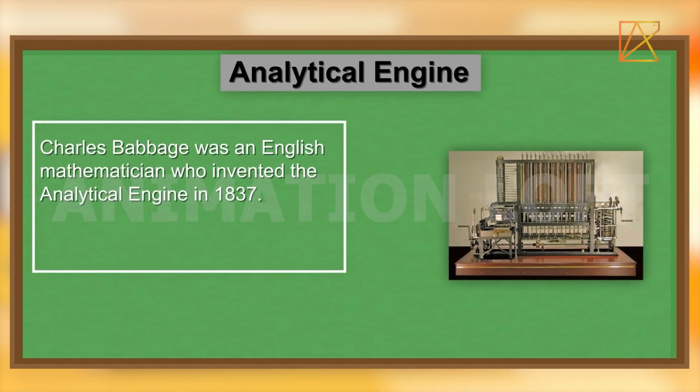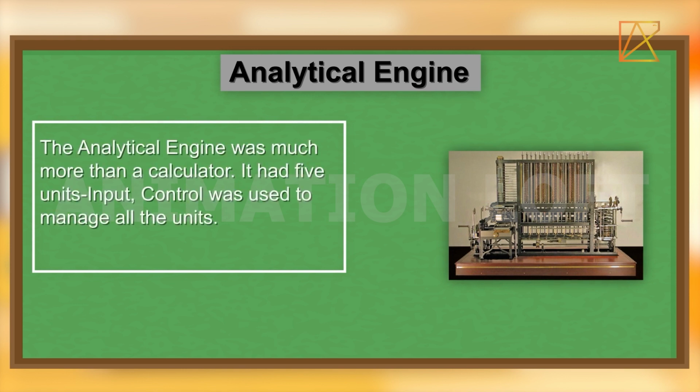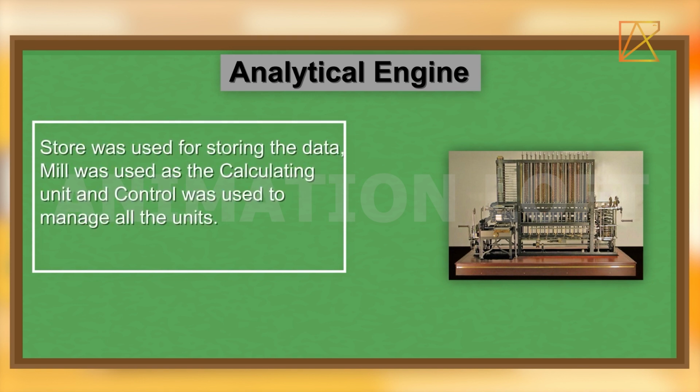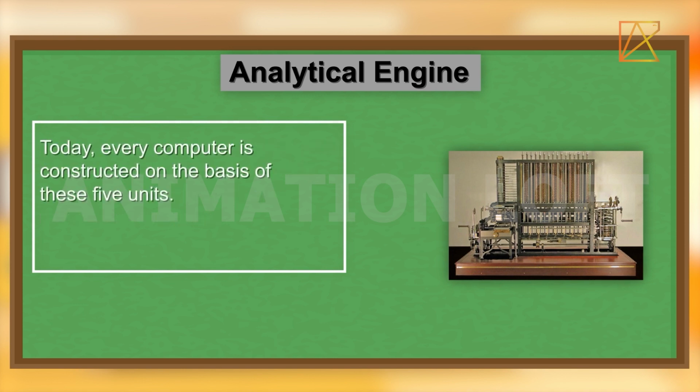Analytical engine. Charles Babbage was an English mathematician who invented the analytical engine in 1837. The analytical engine was much more than a calculator. It had 5 units: input; control, used to manage all the units; store, used for storing the data; mill, used as the calculating unit; and output. Today, every computer is constructed on the basis of these 5 units.